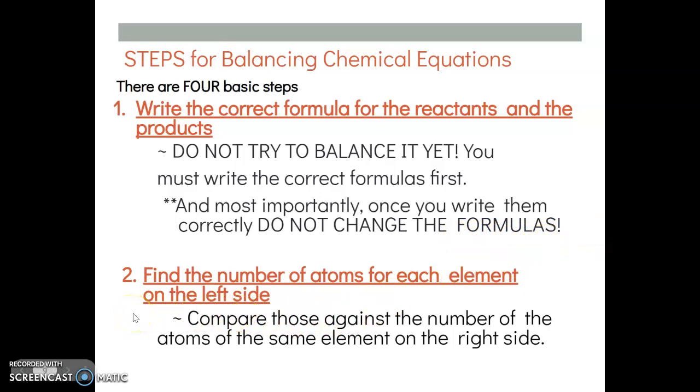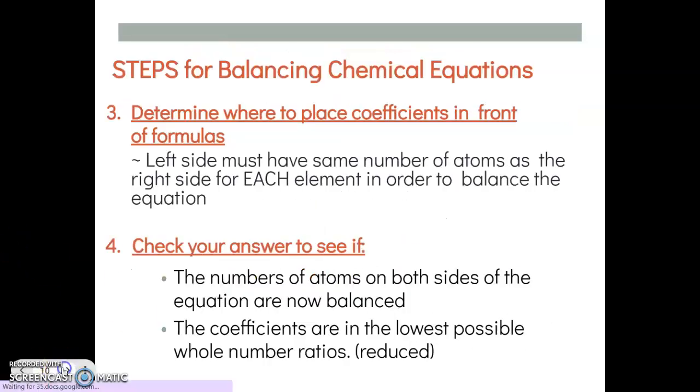Then we are going to find the number of atoms for each element on the left side. We're going to find the number of atoms on our reactant side first, and then we're going to compare those against the number of atoms of the same element on the right side. So remember, law of conservation, if you've got a carbon on the left, you're going to have a carbon on the right, and they are going to have to balance out. Then we're going to determine where to place coefficients in front of the formulas. So remember, the left side must have the same number of atoms as the right side. We cannot manipulate those subscripts, but we can change the coefficients.